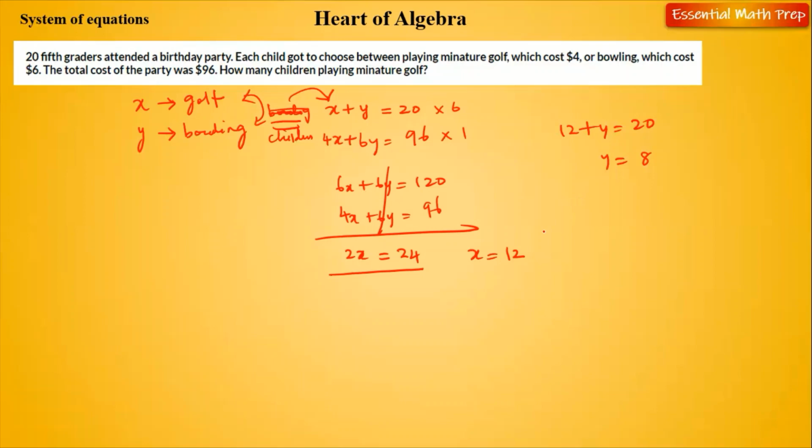Now let's see which one was assigned to what. The children that played golf are assigned to X, and children that played bowling are assigned to Y. The question asks how many children played golf. That means we have to look at the value of X, which I've already said, but I'm just re-emphasizing it. X is connected to golf, and golf is connected to children. So that means 12 children have played golf. Does that make sense?